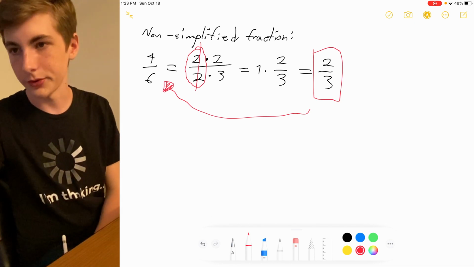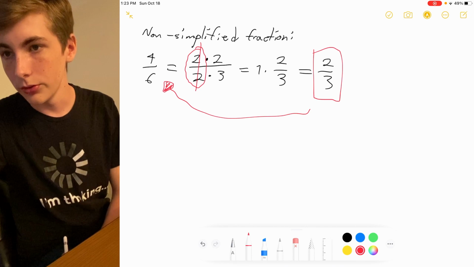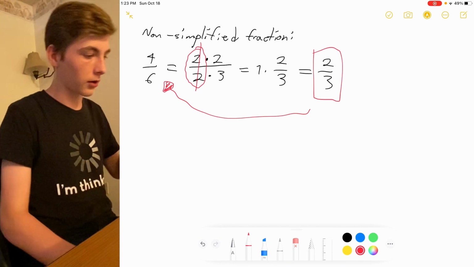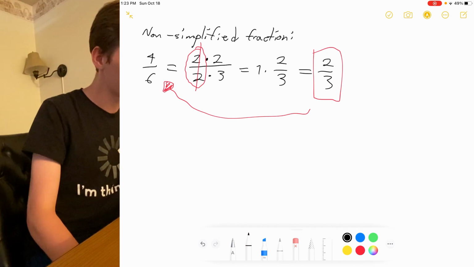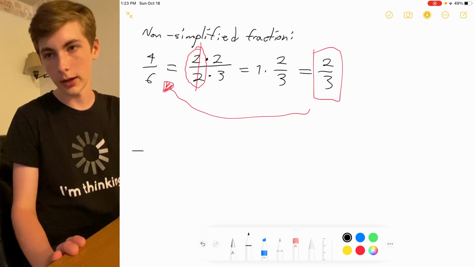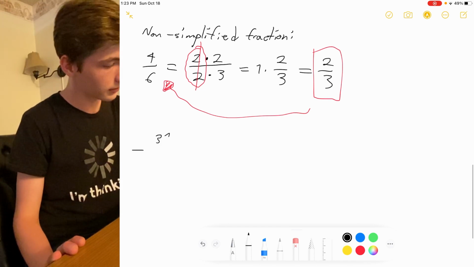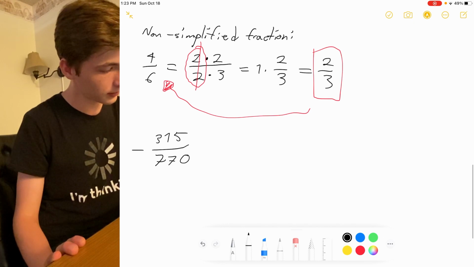Let's do another example, I think that will be helpful. Let's do this large fraction here. I'm going to throw us off a little bit by adding a negative sign in the mix. It's not going to be that big of a deal, but we'll do it anyways. 315 divided by 770.